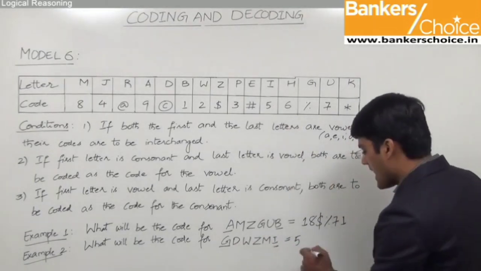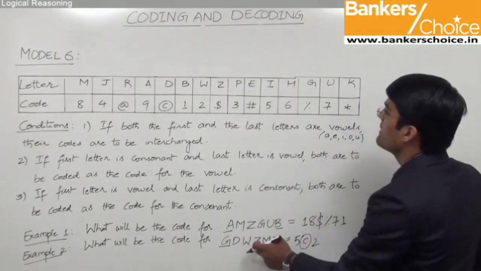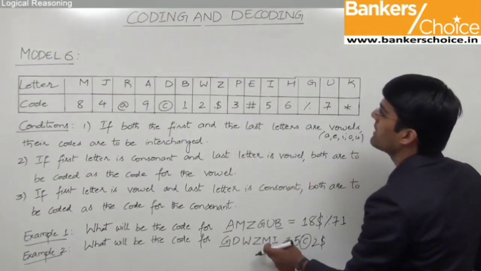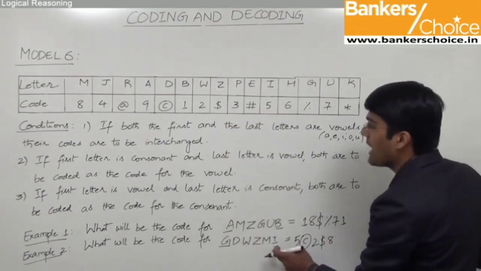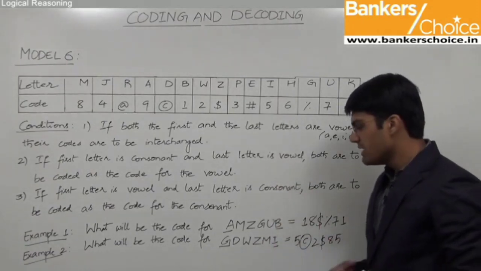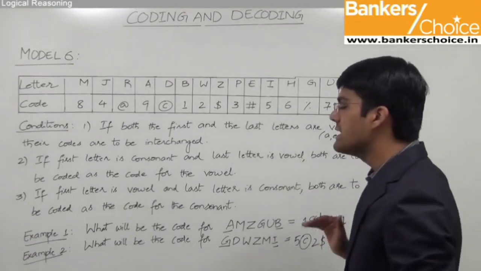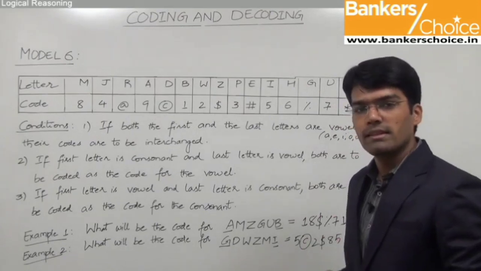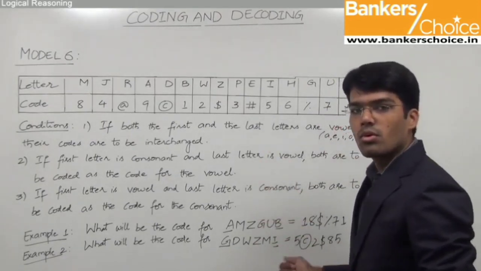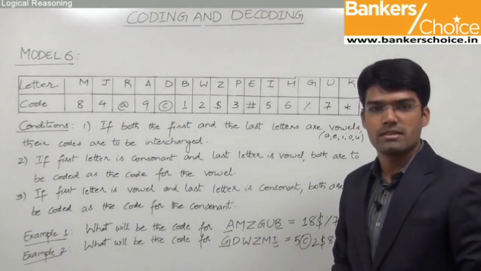So D is coded as copyright, W is coded as 2, Z is coded as $, M is to be coded as 8, and again I should be coded as 5. So this is the answer for the word GDWZMI. So friends, as you can see here, finding out the answer is quite easy. But the only thing is we need to verify the conditions given in the question and accordingly get the code for the given words. Let us now take a few more examples based on the same concept.